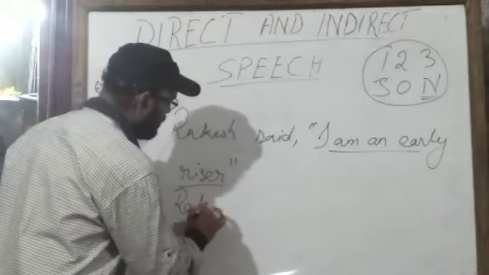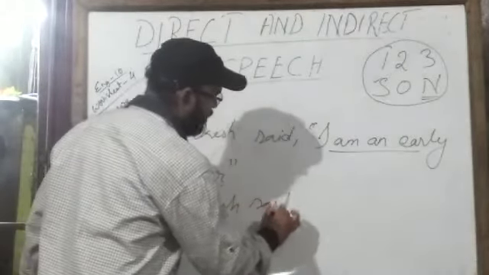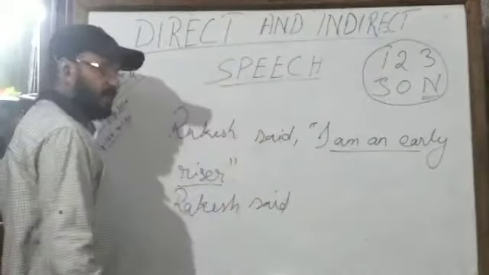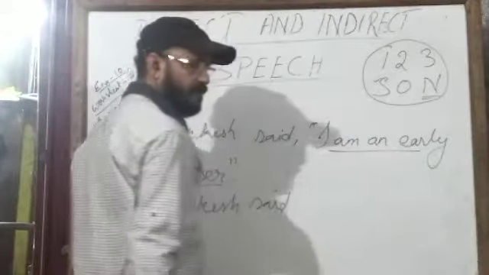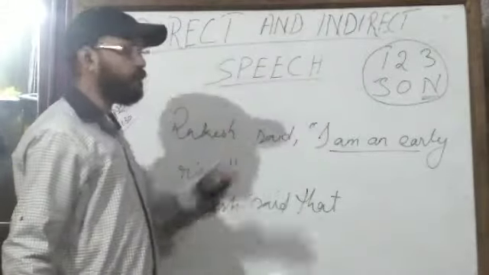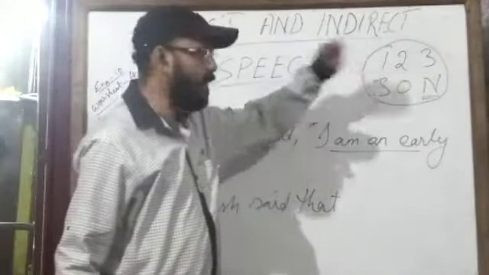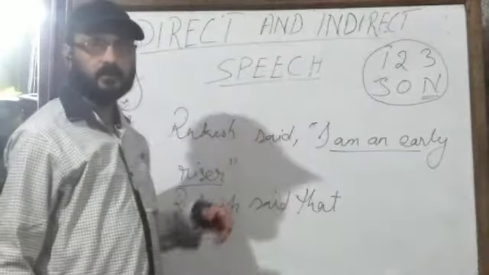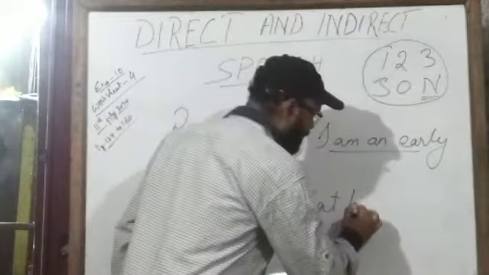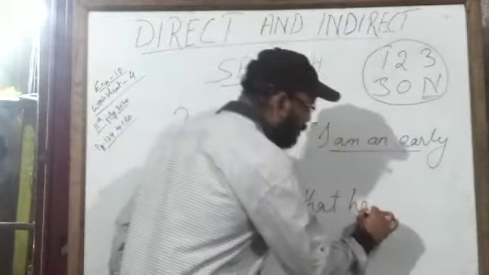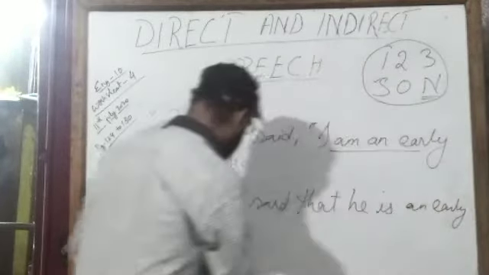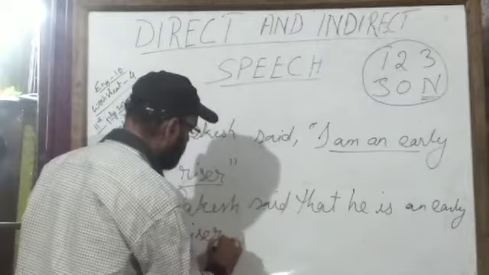So Rakesh said, join these two clauses with the help of a relative pronoun. Here in this case, since the sentence is a declarative statement, it will be that. Now I is which person? First person. We know that the first person changes to the subject of the reporting part. Rakesh is the name of a boy, so it will be he. No change in the tense, so am will become is. And early riser, there is no change.